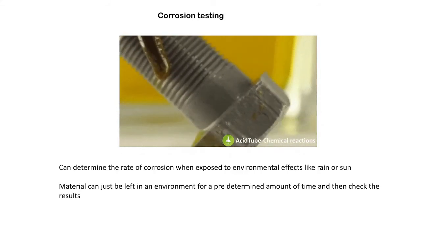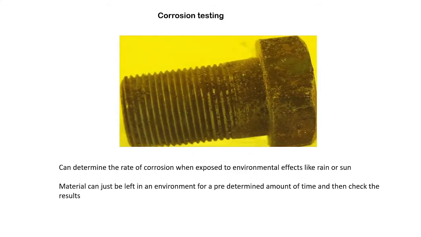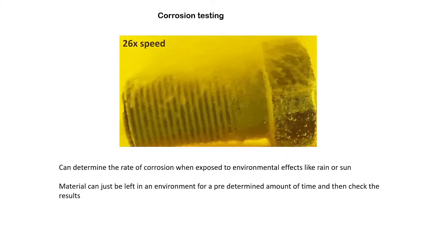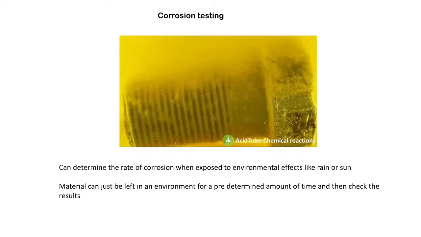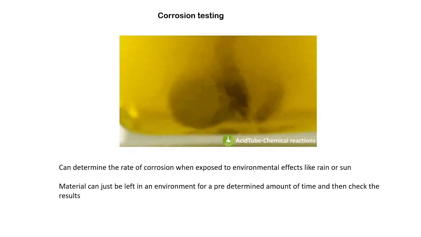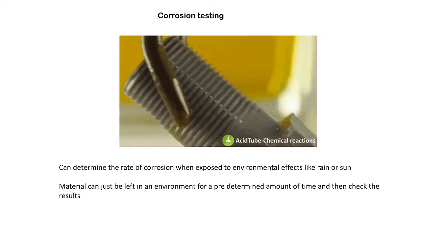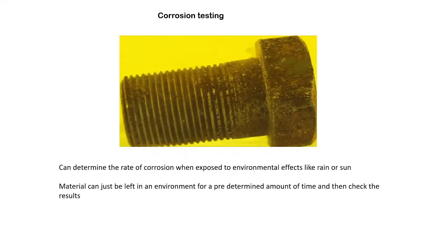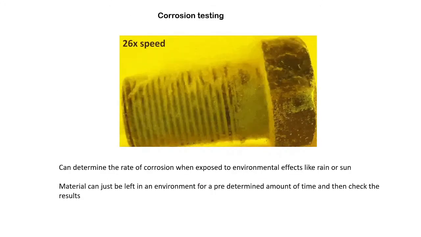So essentially, the material can just be left in the environment for a predetermined amount of time. It could be that you take all your samples and you leave them in a controlled environment outside for a day, 2 days, or you leave it in a tub of bleach or whatever it is, and then over time, as long as they're all in for the same amount of time, you just check the results and see what the damage is to it. So those are the workshop tests that you can do.